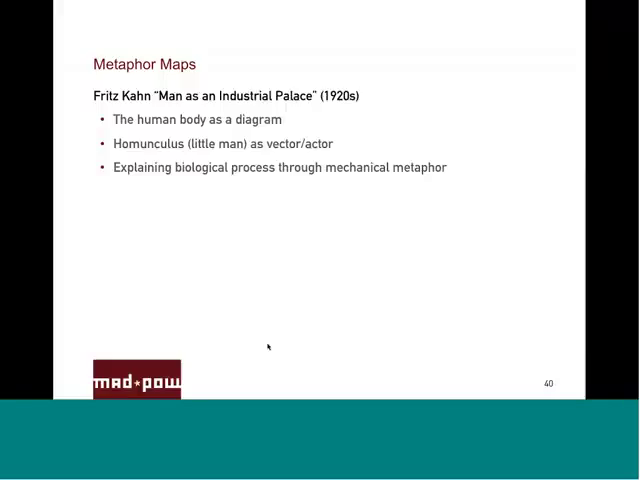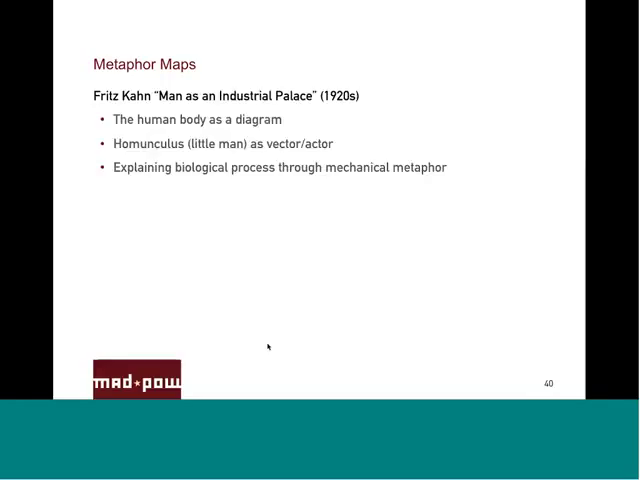A really interesting and very extreme case of metaphor, map, or diagram is the work of Fritz Kahn, who was a physician and science writer in Germany in the 1920s and on into the 50s, I guess. But his most famous work, a several volume book on the human body, was titled Man as an Industrial Palace. And it's a really great example of using the human body as a diagram, and introduces a technique that we see in a lot of diagrams.